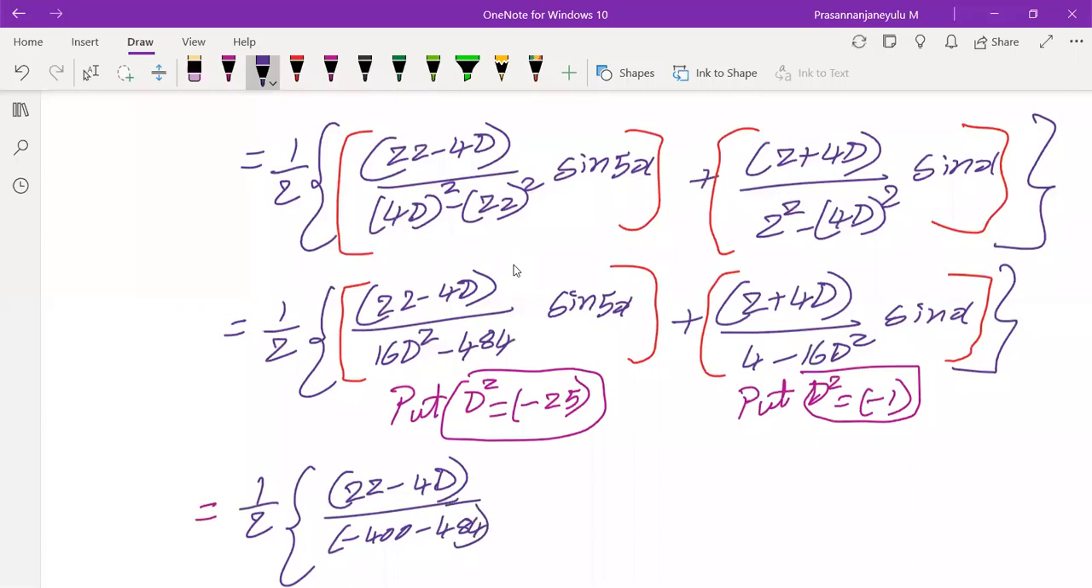Because we are substituting and calculating directly, why should we waste that step? Again, it means, and also space, so that it is very important for you. The space will play a very important role in your examination. 4 minus 16 into minus 1. D square is minus 1, then it will become 16 plus 16 in the denominator of sin x.